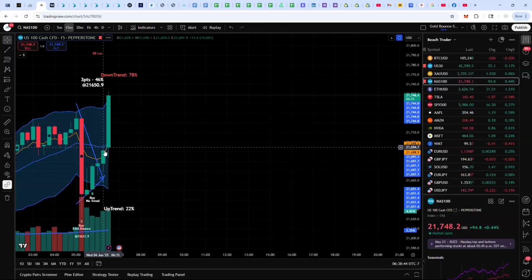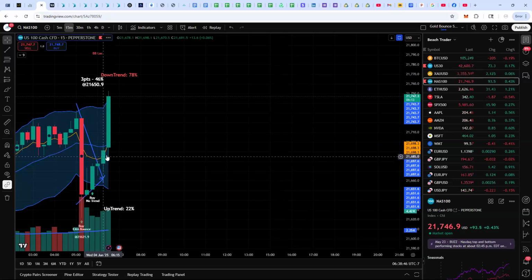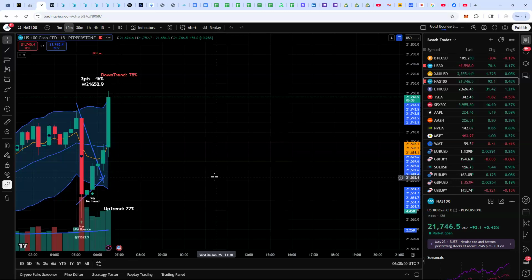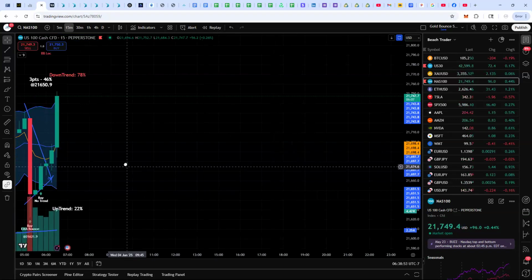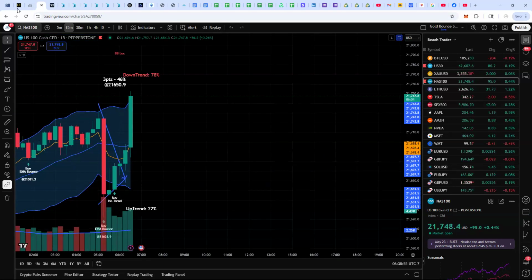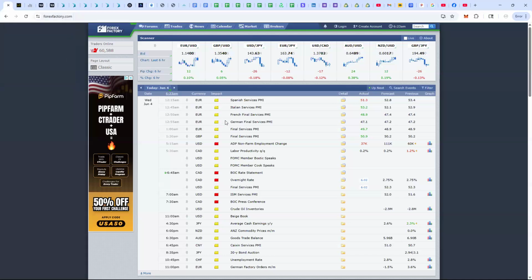On this candle, we took it like right here. It bounced down a little bit, you know, and then this thing just rocketed. But I still don't like this trade for the whole day. I don't think it's just going straight up like this. So let me look.